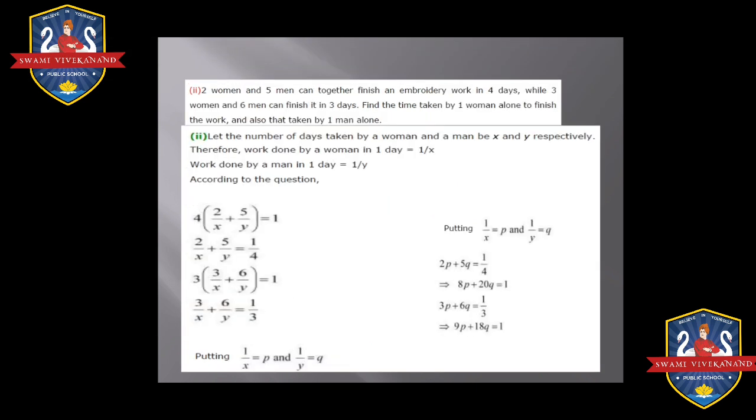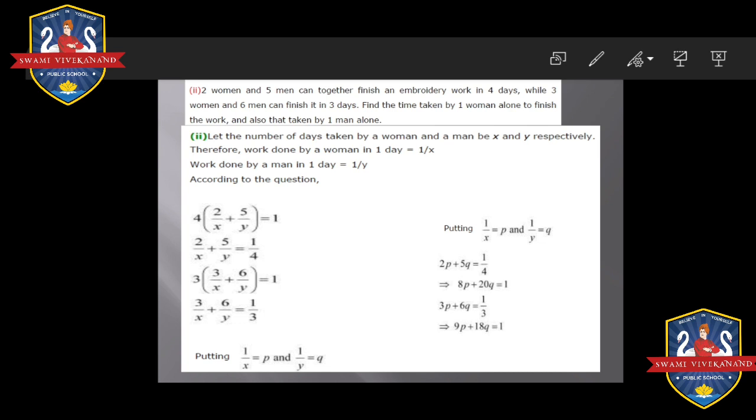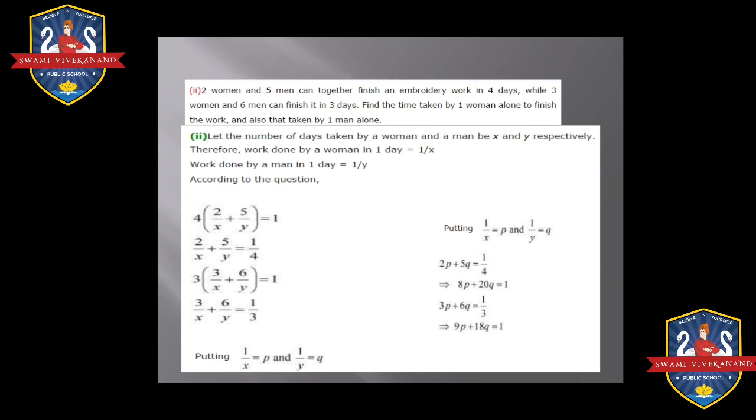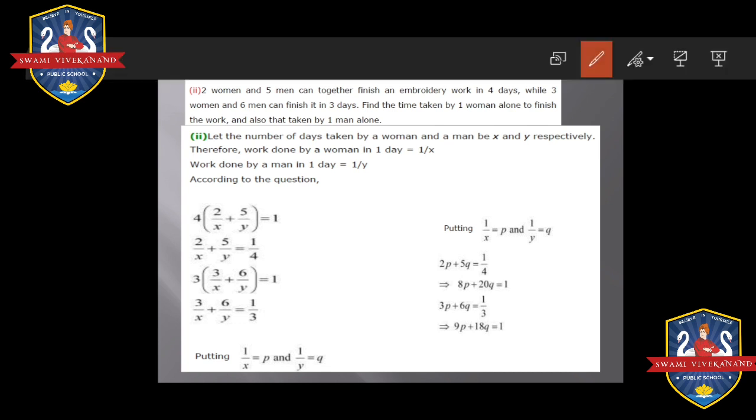Now, next question. 2 women and 5 men can together finish a work in 4 days, while 3 women and 6 men can finish it in 6 days. Find the time taken by one woman alone to finish the work and also that taken by one man alone. What is required? It is required to find the time taken by one woman to complete that work and the time taken by one man to complete that work. So let us suppose that the number of days taken by a woman to complete that work is x days and the number of days taken by a man to complete that work is y days.